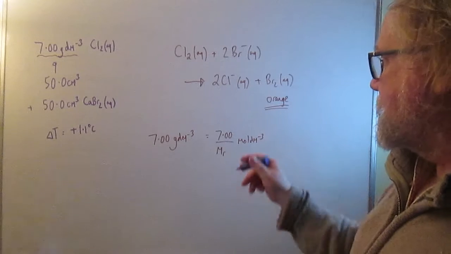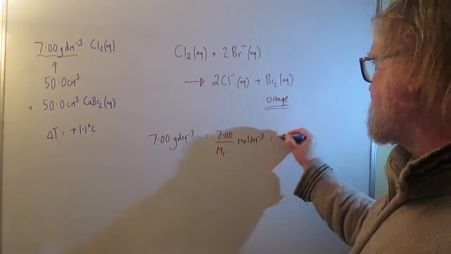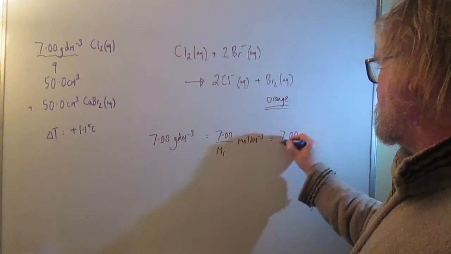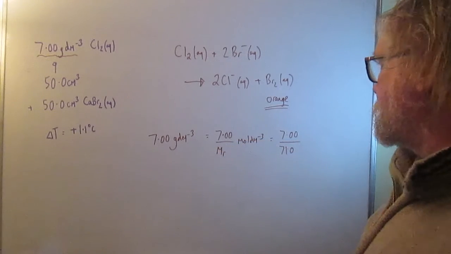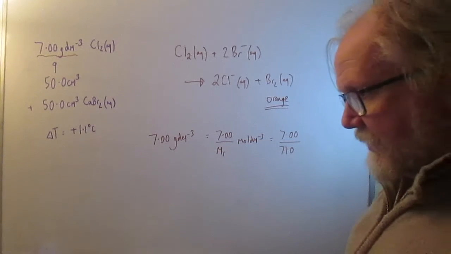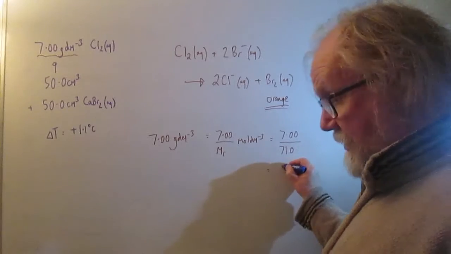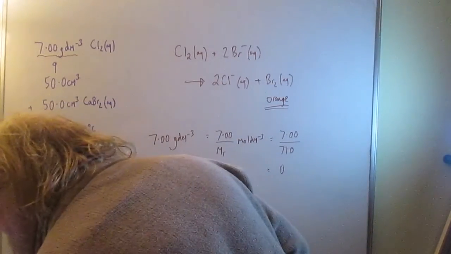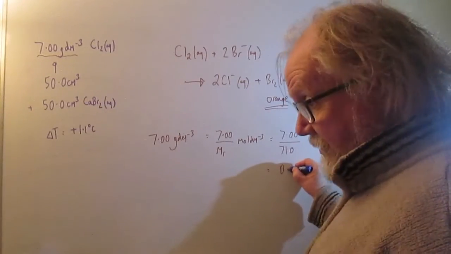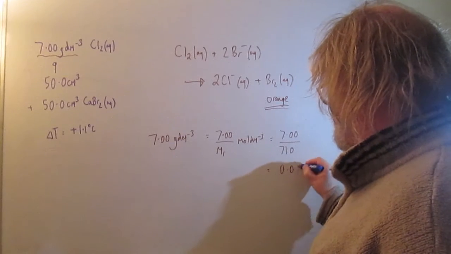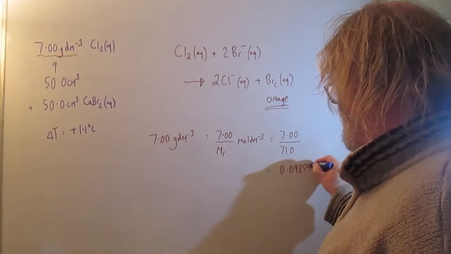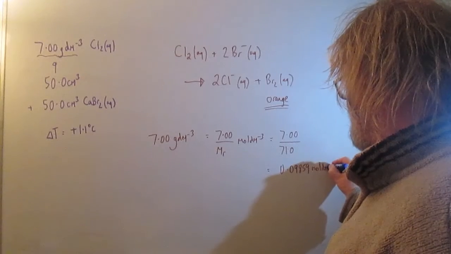Moles equals mass divided by Mr. So that's equal to 7.00 over 71.0 for Cl2, which comes to 0.09859 moles per dm cubed. So that's the first step.